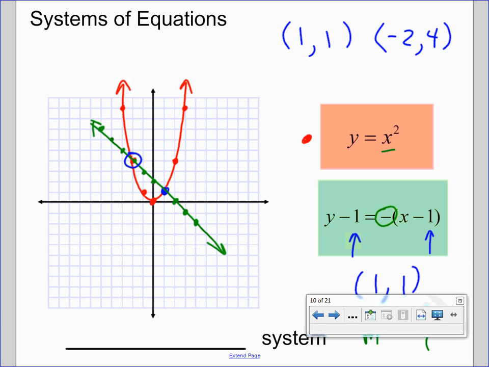Y minus 1 would be 3. Does that equal question mark? Because 4 minus 1 is 3. Does that equal question mark? The opposite of negative 2 minus 1? Let's see.